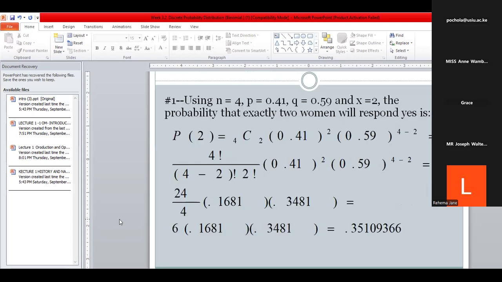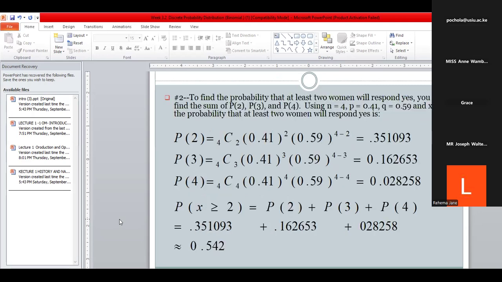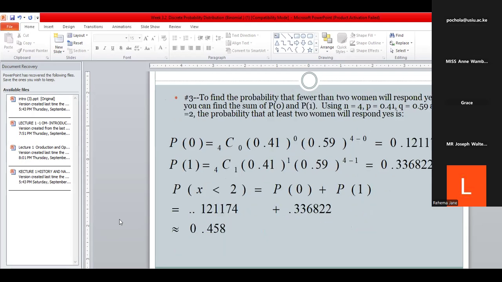This is the long method, that X equal to 2. Of course, you have the factorials, 4 factorial over 4 minus 2 factorial, and so on. You can check this. This is what we did in tabular form. You will get this value here. For at least 2, you add 2, 3 and 4. That is greater than or equal to 2. That is what you would get.